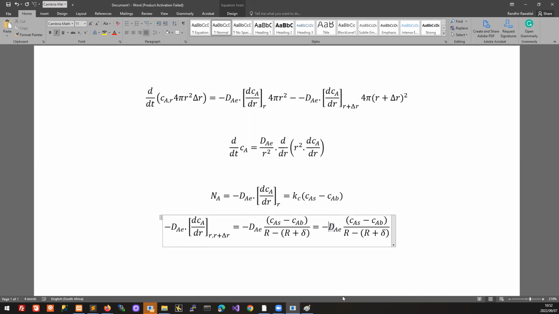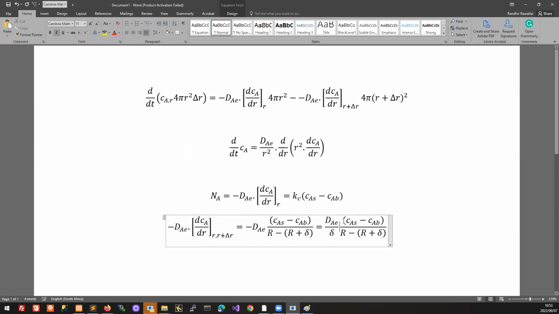dAe divided by delta times CAS minus CAB, right? So if you look at this expression, R minus R, that vanishes, leaving us with a minus delta. And so minus dAe over that minus delta, we can rewrite like this. And then the numerator, we just retain it over there.